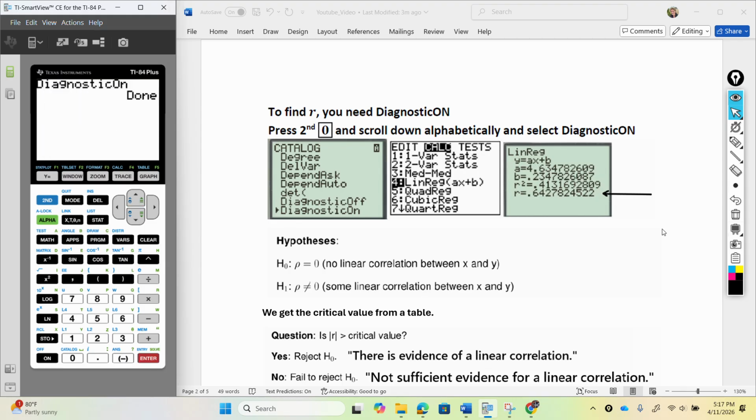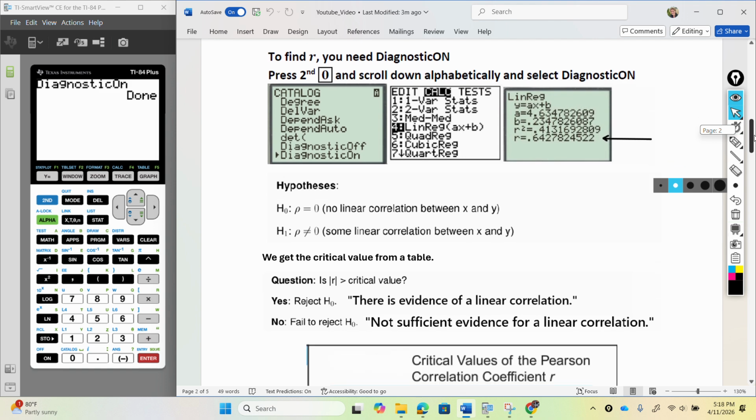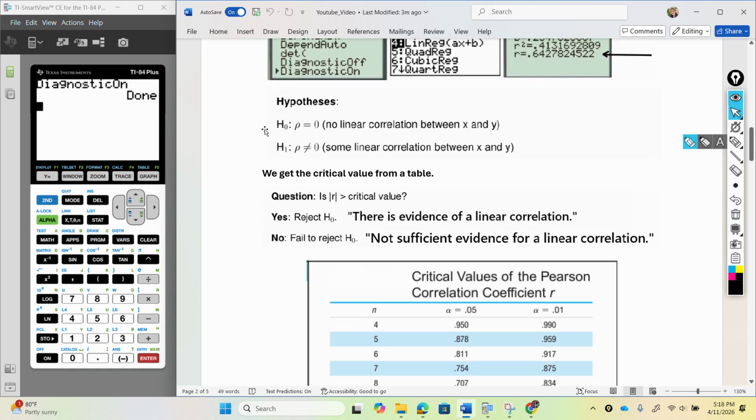Now, when we're doing hypothesis testing with correlation and regression, the null hypothesis will always be that your population correlation coefficient, rho, is 0. So everything's random. There's no linear correlation at all. And your alternative hypothesis is that the correlation coefficient for the population is significantly different from 0. So there's some kind of linear correlation going on.